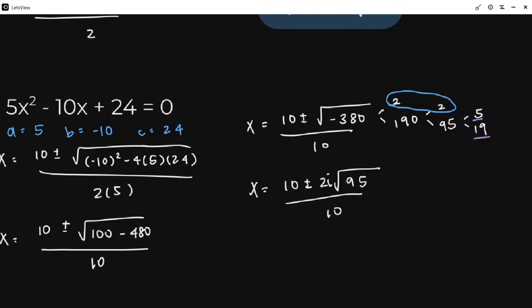Over 10. And then again, we're going to look at these three numbers, see if we can simplify. We can divide everything by 5. We can divide everything by 2. So we get 5 plus minus i rad 95 over 5.